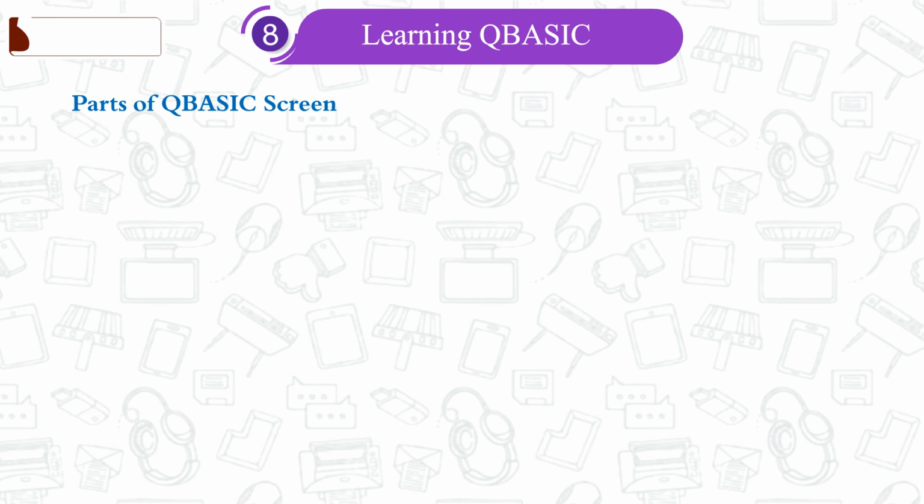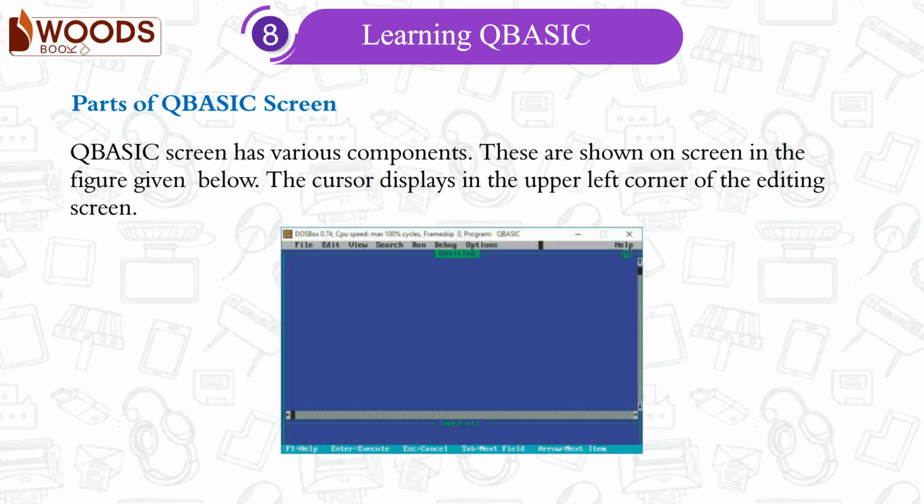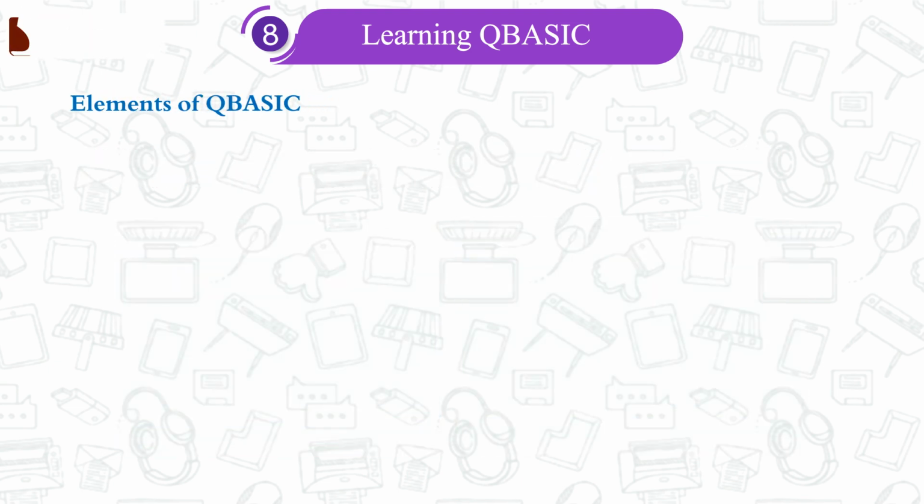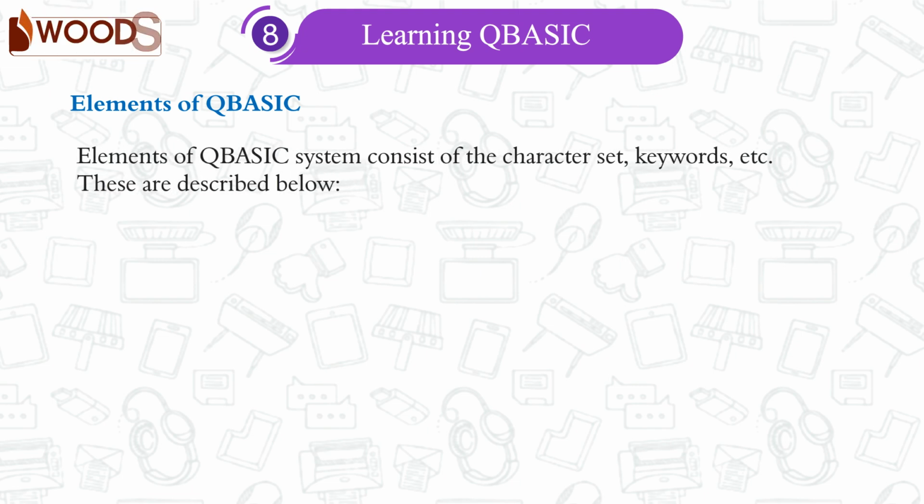Parts of QBasic screen. The QBasic screen has various components. These are shown on screen in the figure given below. The cursor is displayed in the upper left corner of the editing screen. Commands and programs are typed in the editing screen, and the result is displayed in the output screen as shown in the given figure.